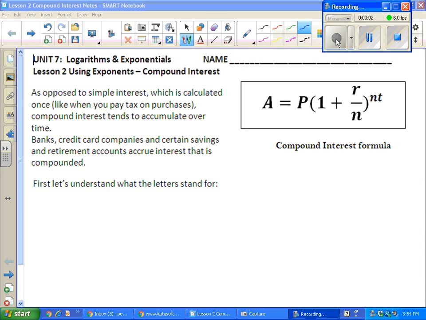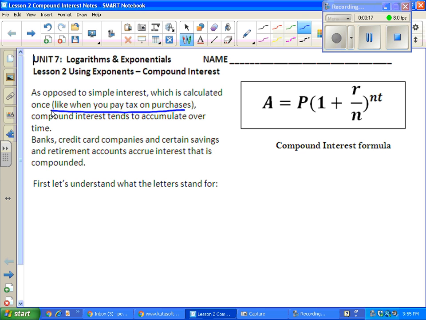All right, our next lesson in Unit 7 on logs and exponentials is actually a lesson where we use exponentials with a real-world application. We're going to talk about compound interest, as opposed to simple interest, which is only paid or calculated one time, like when you purchase something. If you go to Walmart, you buy groceries, you buy even a pack of gum, clothes, whatever. You will always pay a simple interest based upon whatever the rate is.